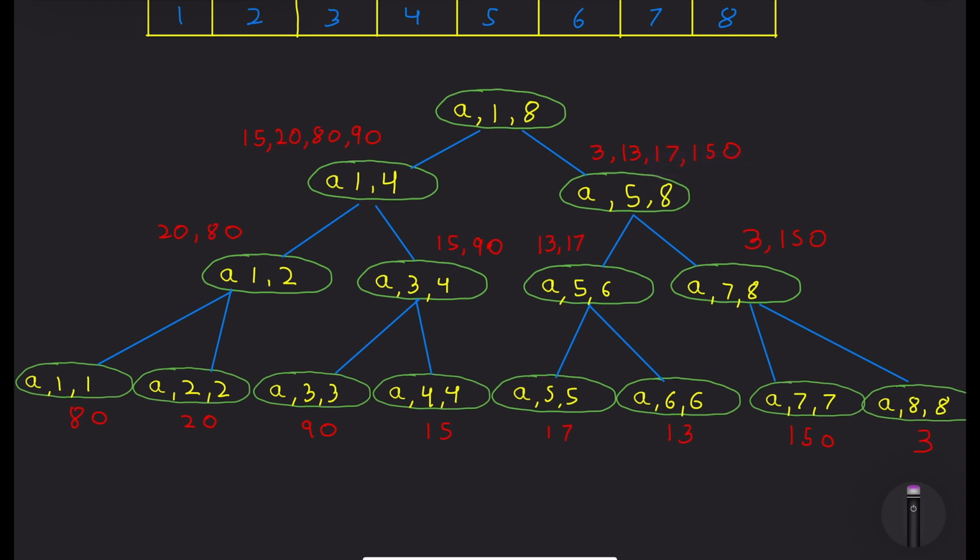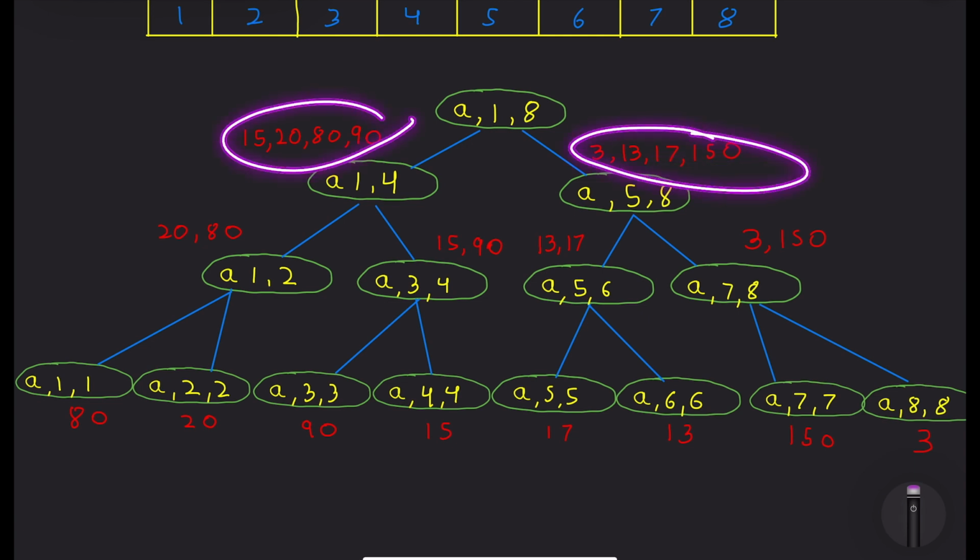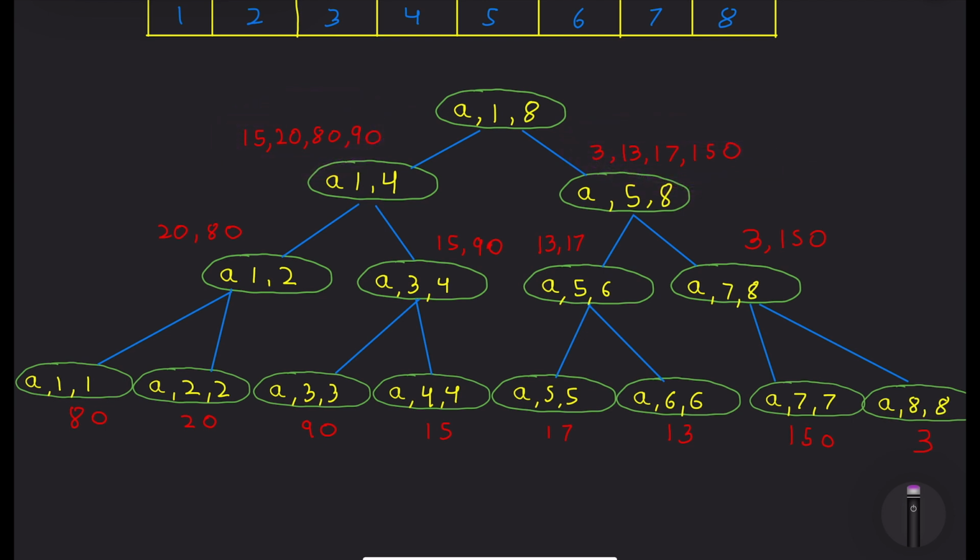Now we can combine both the left and right parts from 1 to 4 and 5 to 8 to get the final sorted array from 1 to 8. Now we will compare the first element of both the subarrays. So 3 is smaller than 15, so 3 will be the first element. Next we will compare 15 and 13. So 13 is smaller than 15, so 13 will be the second element.